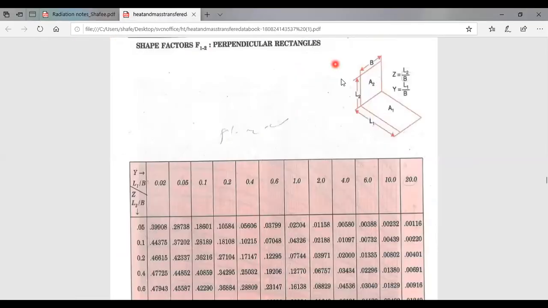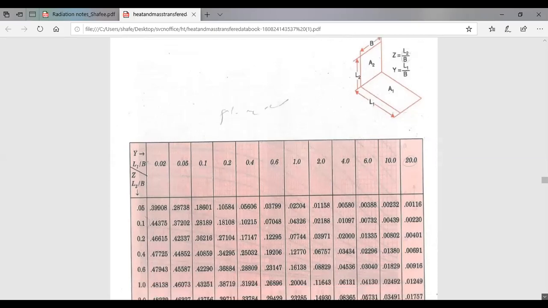Yeah, you can see here. This is from your data book, which shows how to find the shape factor whenever you have perpendicular rectangles. You have a table or chart, so using either, you can find it out.